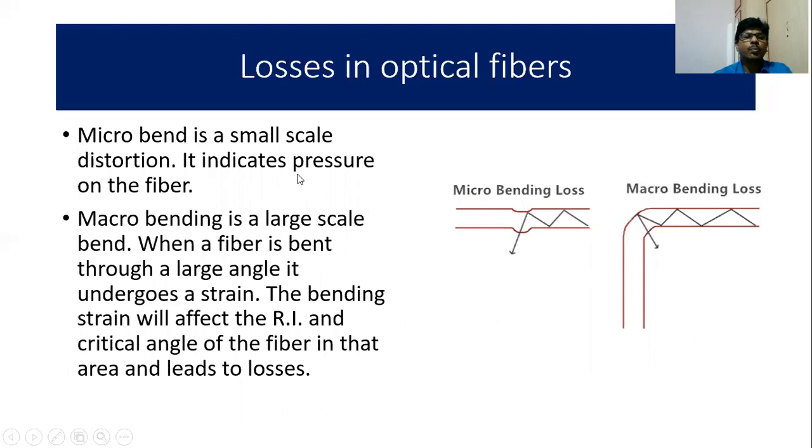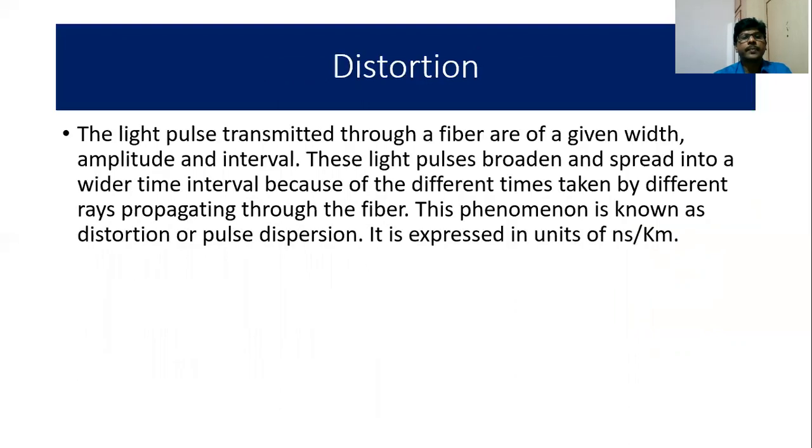Micro bend is a small scale distortion. It indicates pressure on the fiber. This is where there is a pressure on the fiber. Macro bending is a large scale bend. You can see an almost 90-degree bend over here. When a fiber is bent through a large angle, it undergoes a strain. The bending strain will affect the refractive index and critical angle of the fiber in that area and lead to losses.